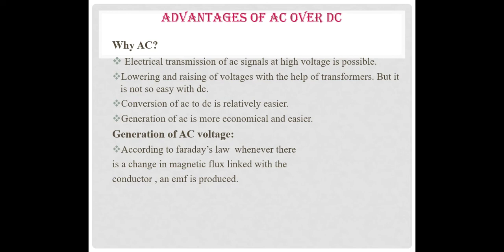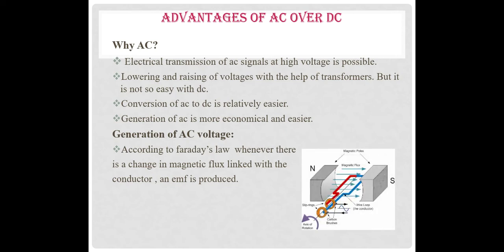Lowering and raising of voltages are very easy, and the conversion of AC to DC is relatively easy compared to DC to AC. The device which converts AC to DC is nothing but a rectifier. And next is that generation of AC is more economical and easier than DC. So, next we are going to discuss generation of AC voltage.